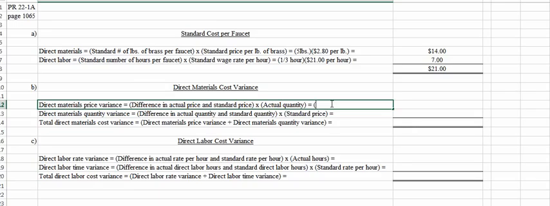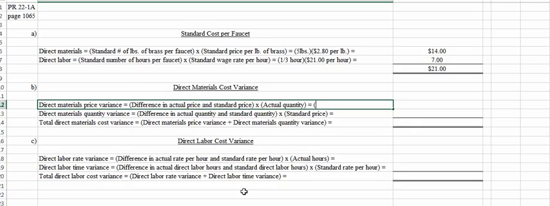I don't try to use positives or negatives here. I just make this one always come out to a positive. And then I decide whether it was favorable or unfavorable by looking at the 2 numbers. Okay, if our actual price is high, what we actually paid for direct materials is higher than the standard or budget, then that variance is unfavorable, right? But if our actual price paid is less than the standard price or the budgeted price, then that variance would be favorable, right? We beat the standard.